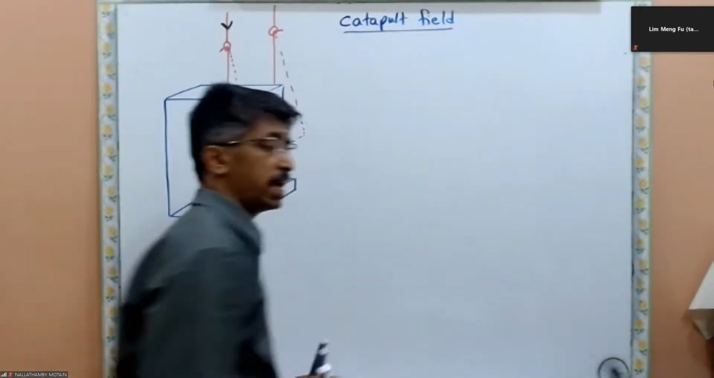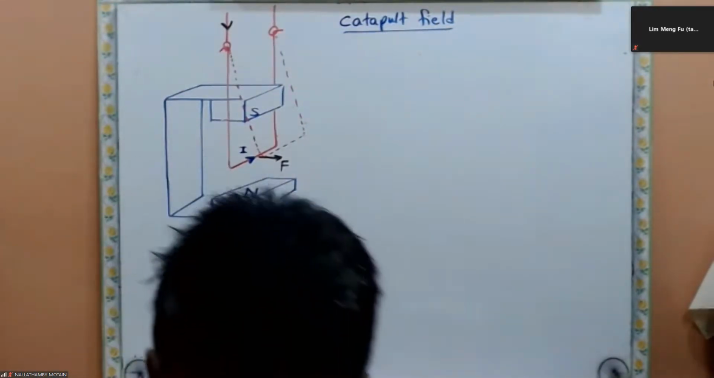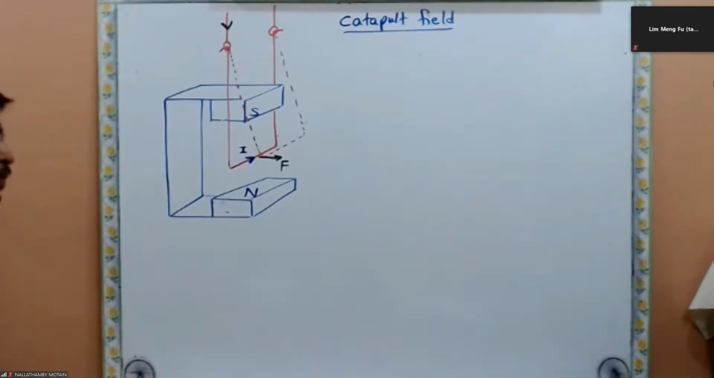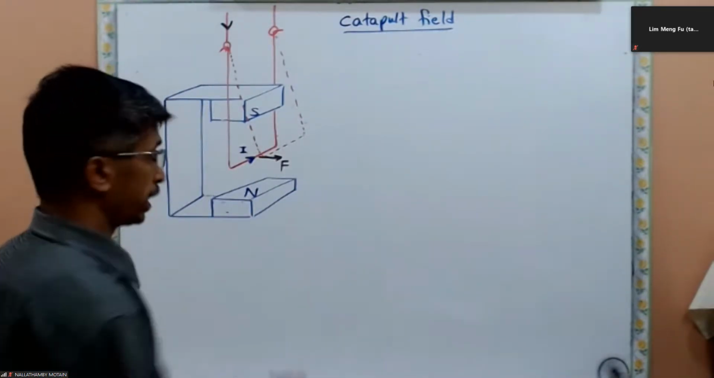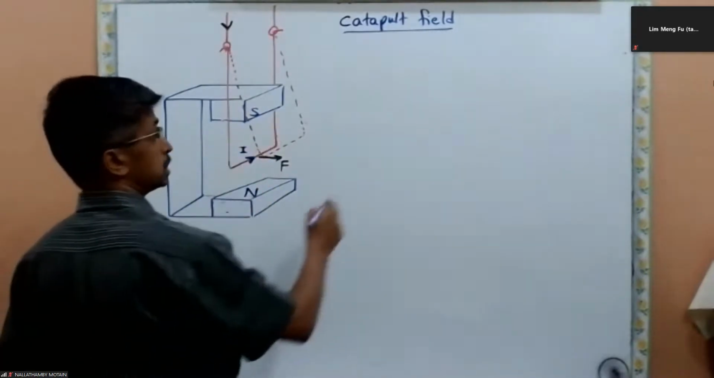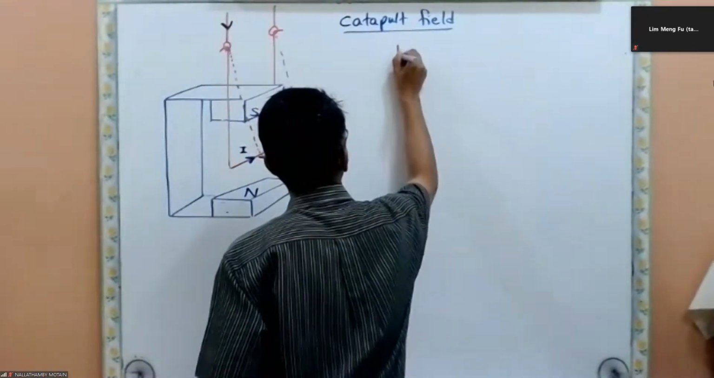Catapult field, or we say medan elastic catapult field. Okay, so we check over here is what? North pole, over here is south. So first we check over here.